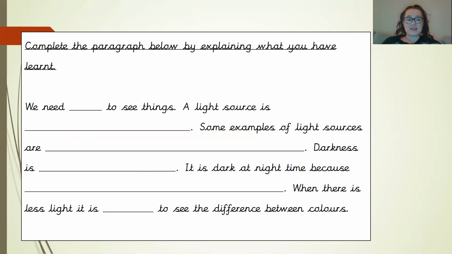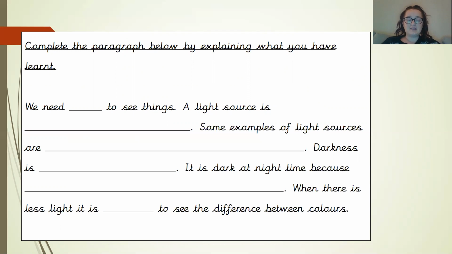A light source is, so that can be lots of different ideas on that line. What can a light source be? And then it says some examples of light sources are, and then you can go into a little bit more detail there. And then it says here, darkness is, what did Miss Dunn say darkness was? With light. See if you can remember. Maybe you can go back on the video and check.